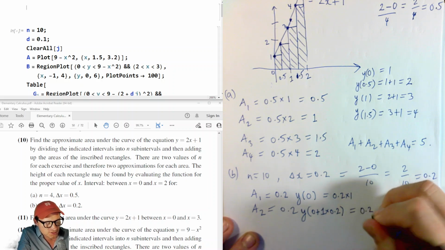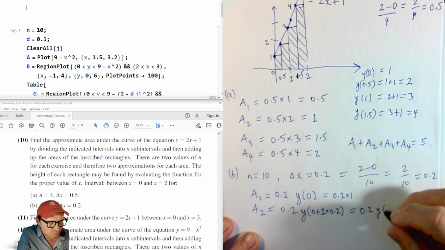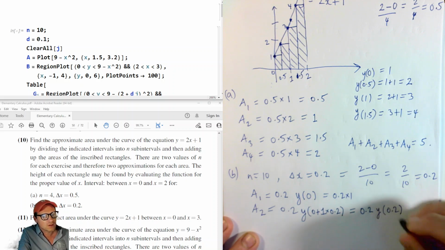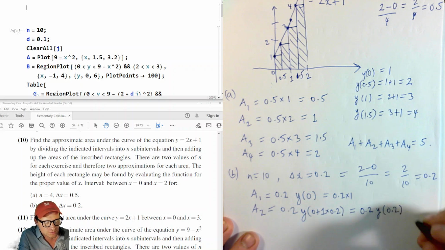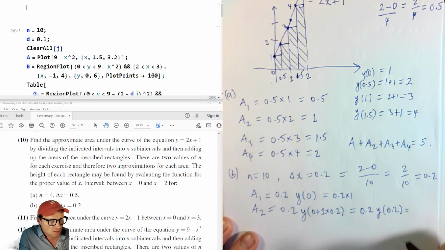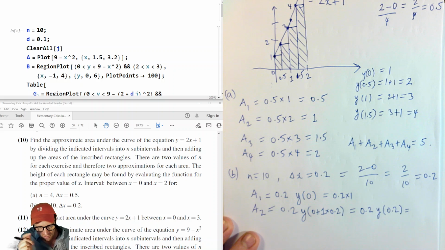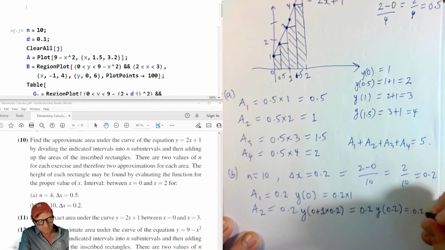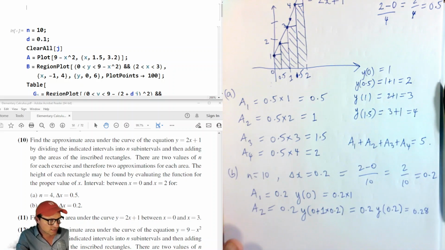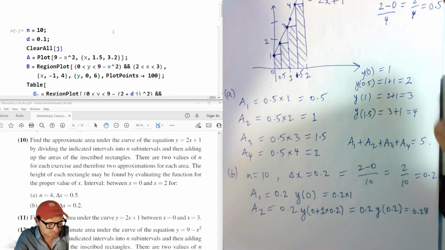So we have 0.2 times y of 0.2, and now y of 0.2 is 0.4 plus 1, or 1.4. So we have 0.2 times 1.4. Twice 1.4 is 2.8. If I divide that by 10, I have 0.28. Now at this point, I'm ready to get the machine to help me out with the rest.